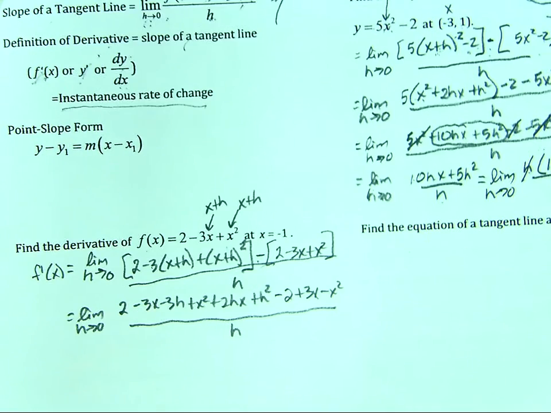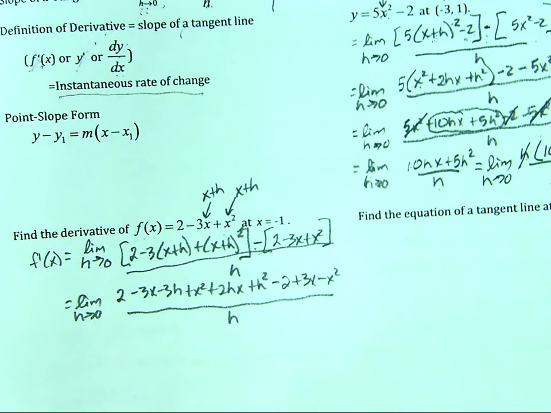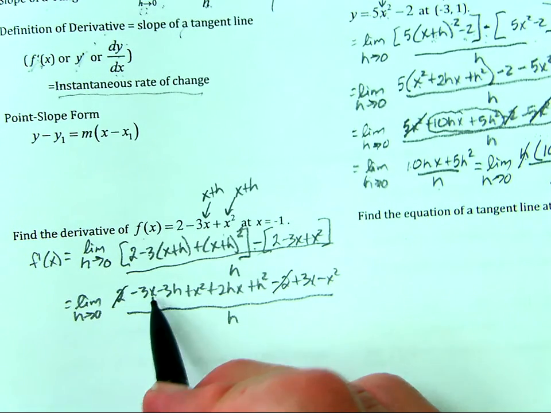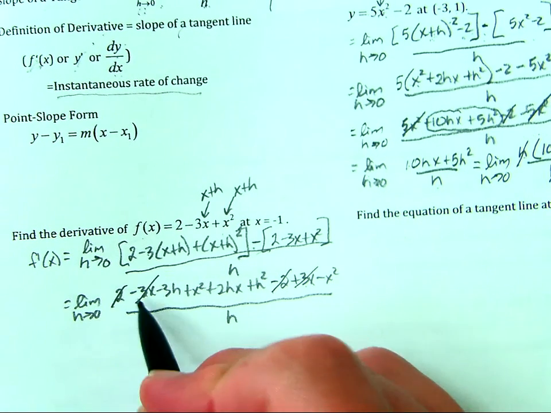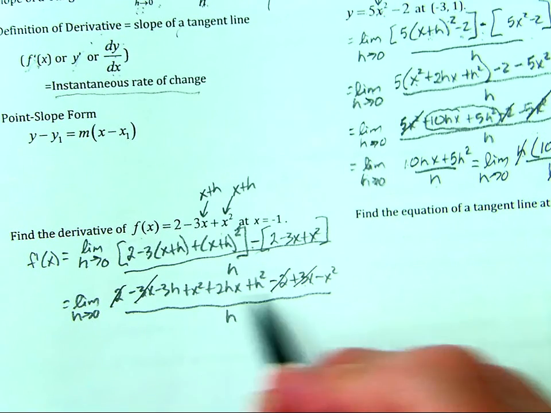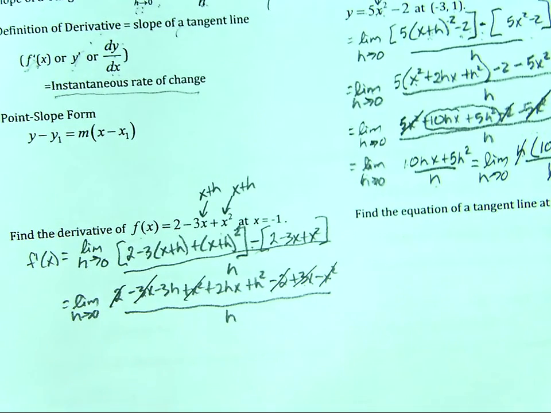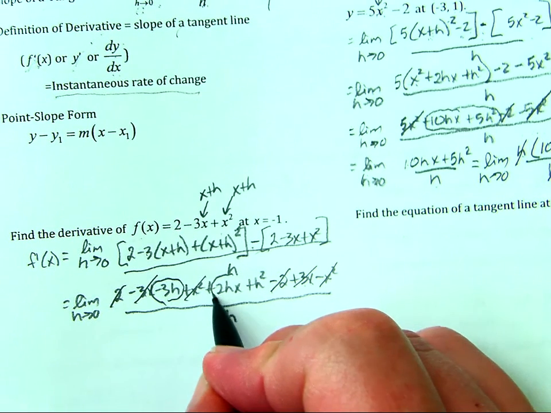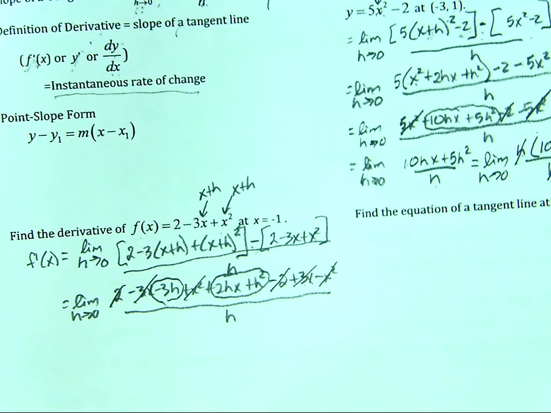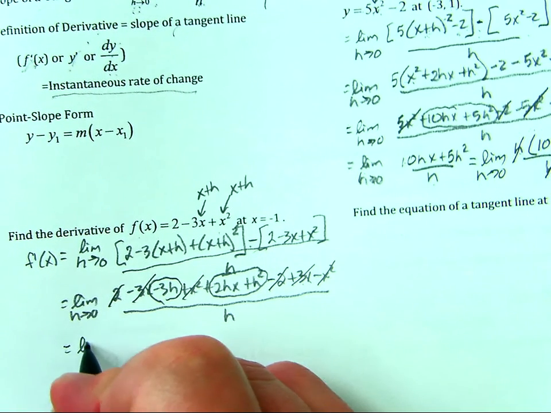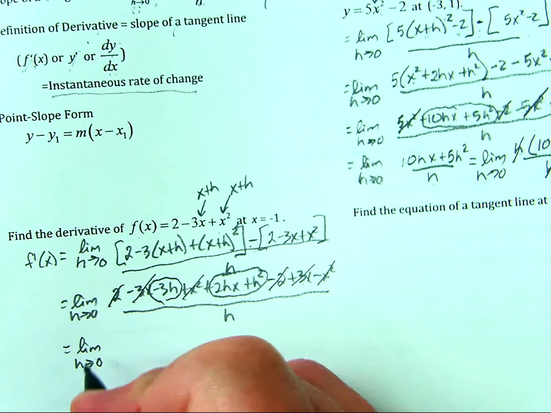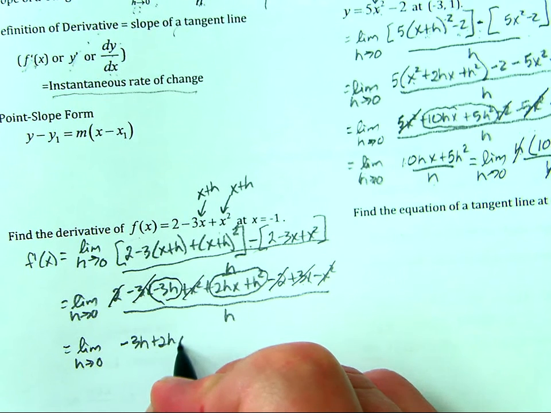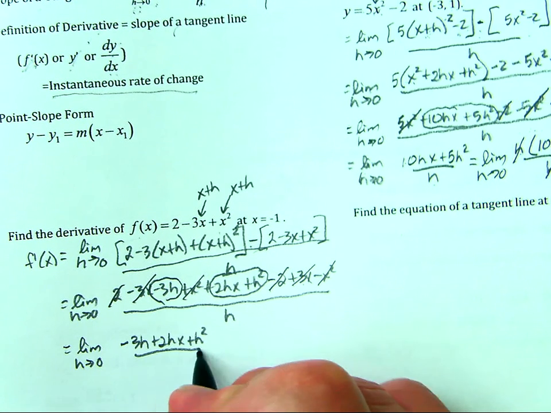Got a lot of stuff there. Now let's see what cancels out. Well, I have a positive 2 and a negative 2. I have a negative 3x and a positive 3x. I have an x squared and a negative x squared. So what do we have left? Well, I see a negative 3h. I see a 2hx and an h squared. Let's just write that so we can see it. We still have our limit notation. So we had a negative 3h plus 2hx plus h squared all over h.